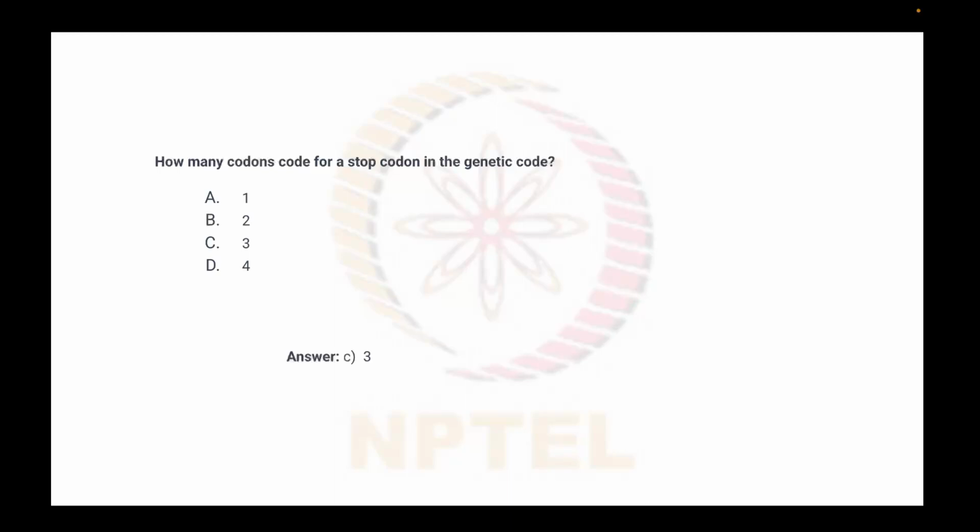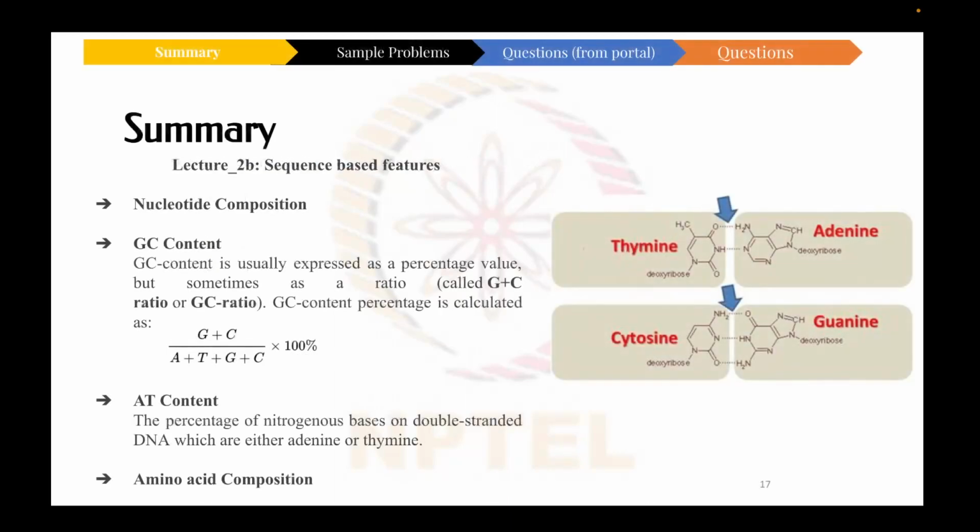Okay, let's move ahead. So we have 3 codons that code for the stop codon. The first step in sequence analysis I want to start with is nucleotide composition. Nucleotide composition refers to the distribution of ATGC nucleotides in a DNA or RNA sequence. Understanding the nucleotide composition is essential for analyzing and interpreting genetic information. It provides insights into the genetic code, regulatory regions, and structural characteristics of DNA or RNA molecules.